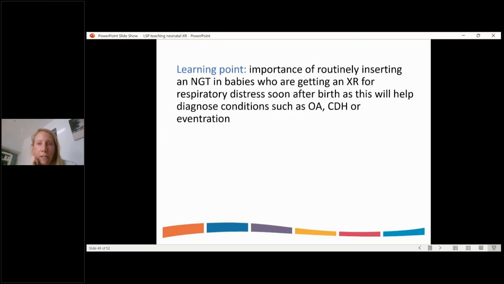So just remembering to get the nurses to kindly site an NG tube as soon as you have a new admission, so that all admitting X-rays have an NG tube in, that will help you come up with the diagnoses.